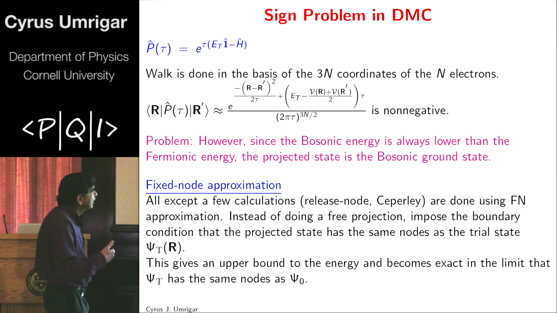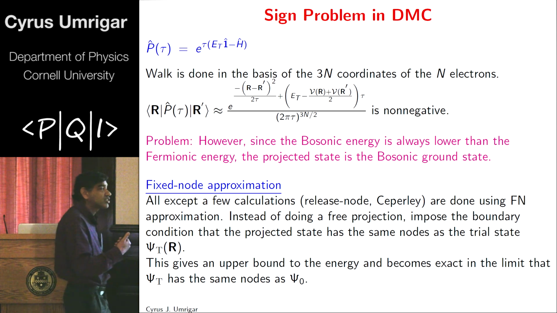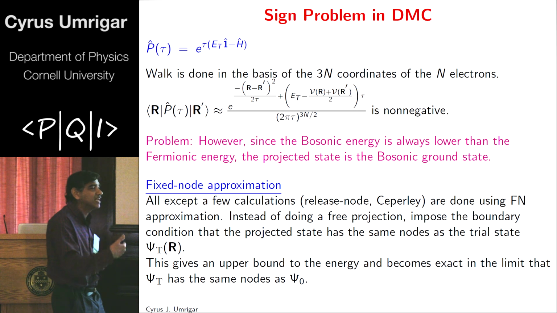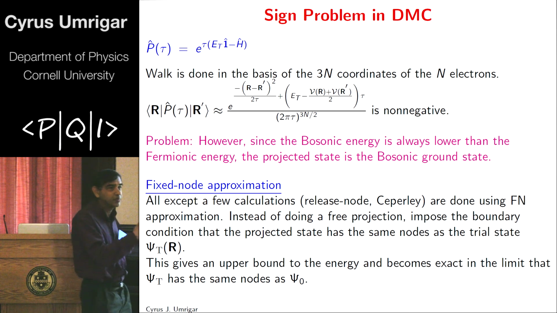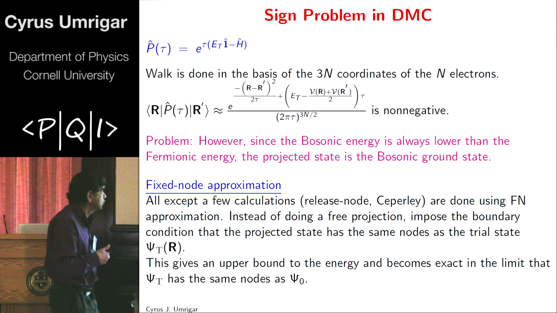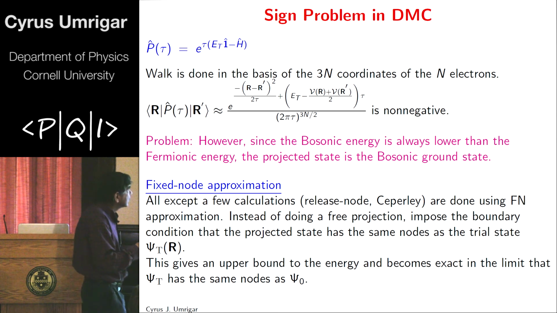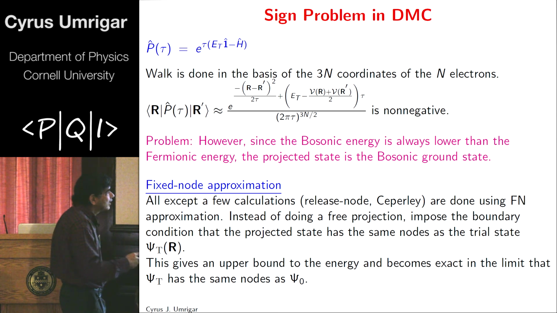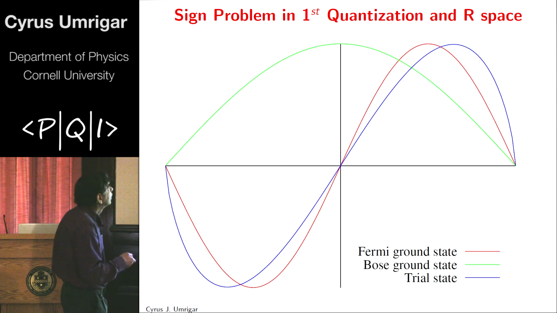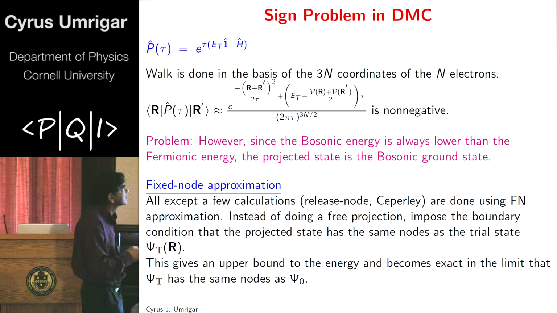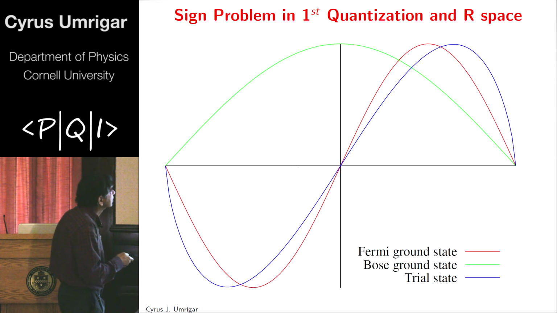Typically what is done in quantum Monte Carlo methods is you use what's called the fixed node approximation, where you force the projected state to have the same nodes as the nodes of your trial wave function. That's an approximation. It's a constraint. And because you're doing a constrained optimization, you get an upper bound to the energy rather than the true energy. Okay, so let's think about what would happen if you tried to get the true energy. What I'm showing you over here is a schematic.